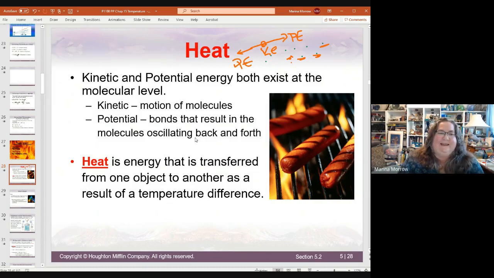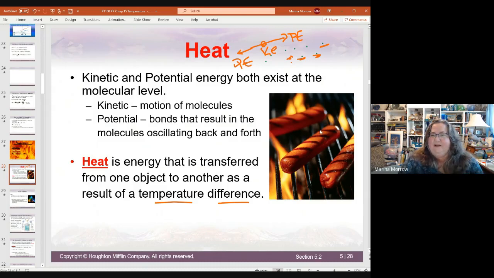But what is heat? Heat is energy that gets transferred. I just said, what if we heat up these atoms? Well, if we're heating them up, we're adding heat energy. And so heat energy is transferred from one object to another. And heat transfers because there is a temperature difference.